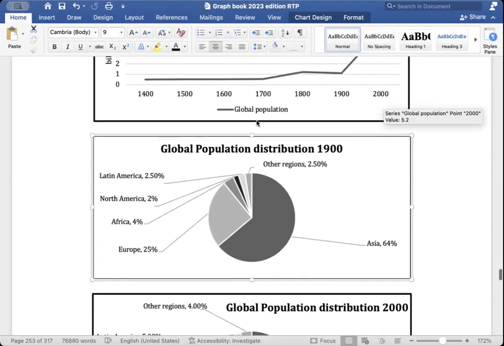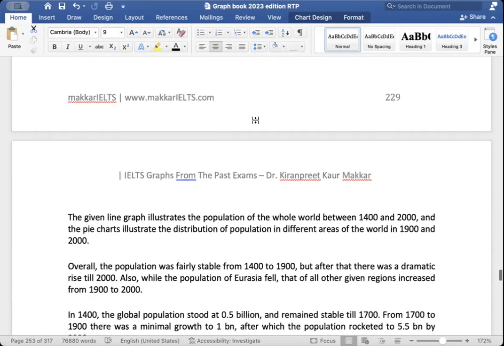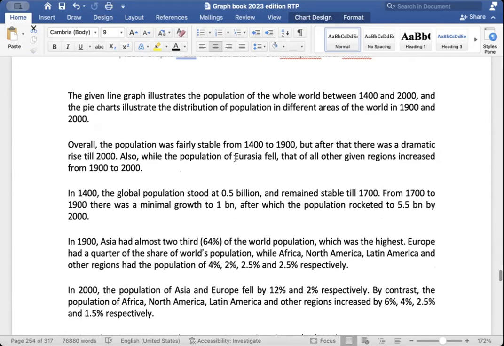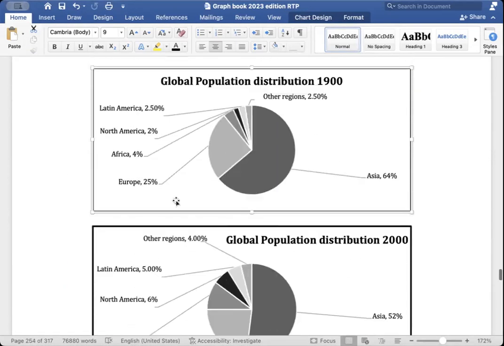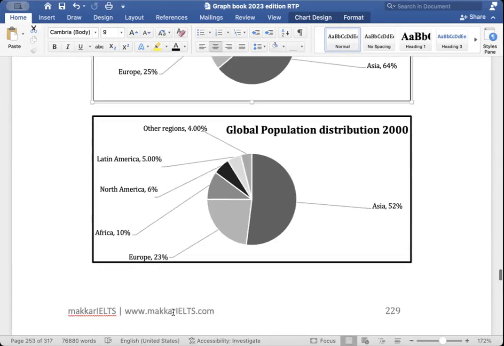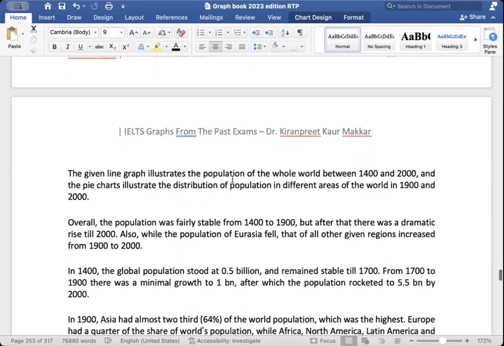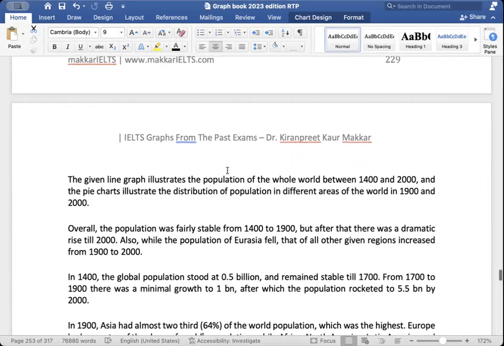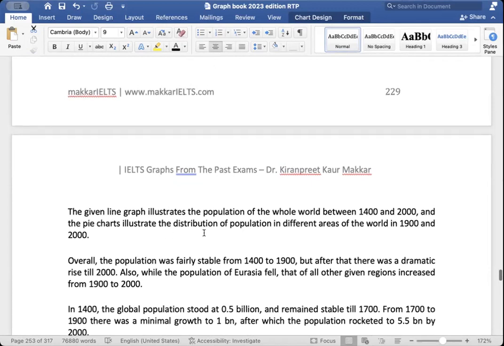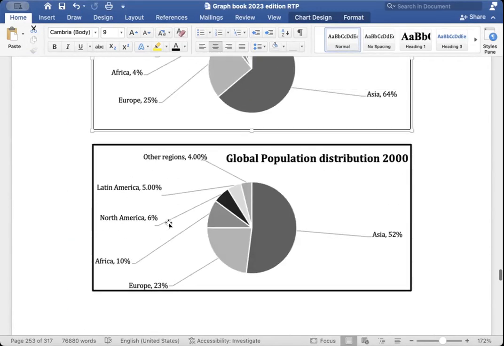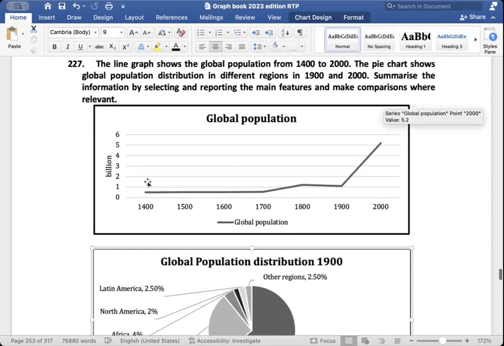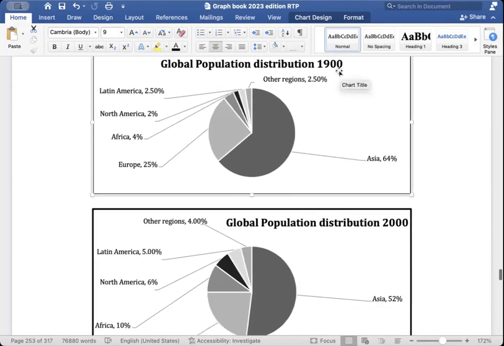Okay. So now let us see how we've written it. Here I have made 3 paragraphs, 1 paragraph for this, 1 for this, and 1 for this. Let's see. The given line graph illustrates the population of the whole world between 1400 and 2000, and the pie charts illustrate the distribution of population in different areas of the world in 1900 and 2000. So the line graph illustrates the population of the whole world, global, I've changed whole world, and the pie charts show the population distribution in 1900 and 2000.